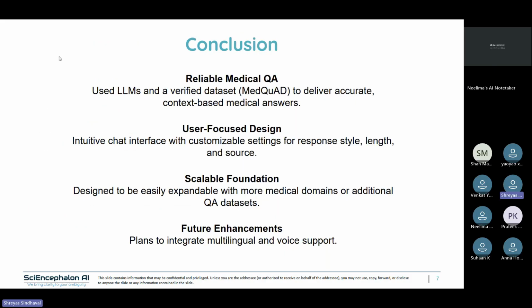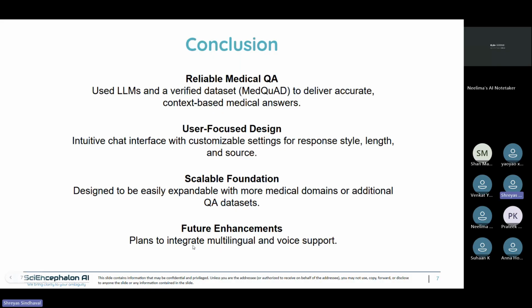And for my conclusion, I just included an overview again of the entire thing. Use LLMs and a verified data set to make sure that the user had accurate answers. User-focused design, everything's intuitive with sliders. The scalable foundation is where I included the script to make the actual FAISS index, or expand it at least, so that the model itself could be more accessible in the future if a user decides to add on to it and verify it themselves.